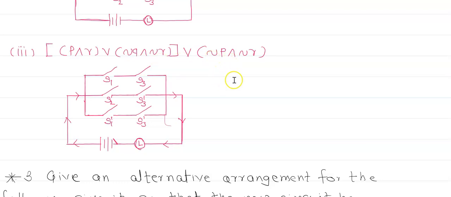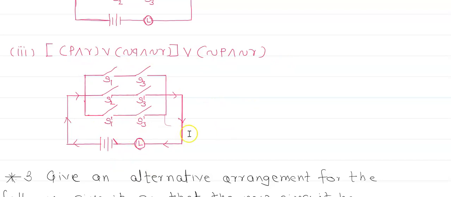Next is the third: (P and R), or (negation of Q and negation of R), or (negation of P and negation of R). Now see this here, P and R means S1 and S3, they are in series. Or negation of Q and negation of R, that is S2 dash and S3 dash. Again, they are in series. Now, or negation of P and negation of R, that is S1 dash and S3 dash. Here the OR means they are in parallel, with the joint there. Therefore, this is the statement pattern and this is the circuit for it.